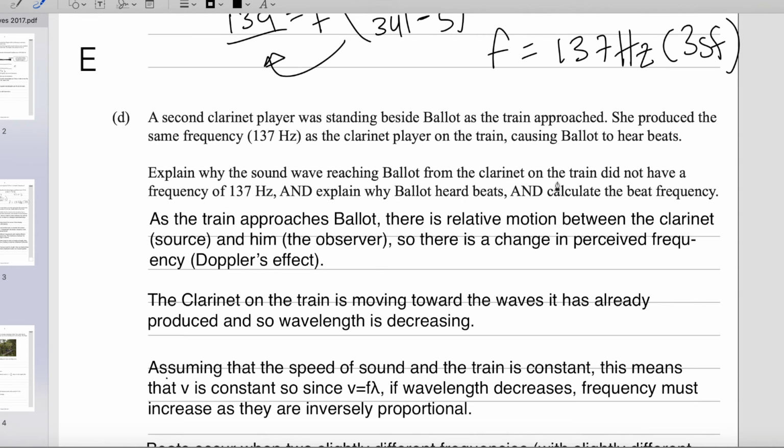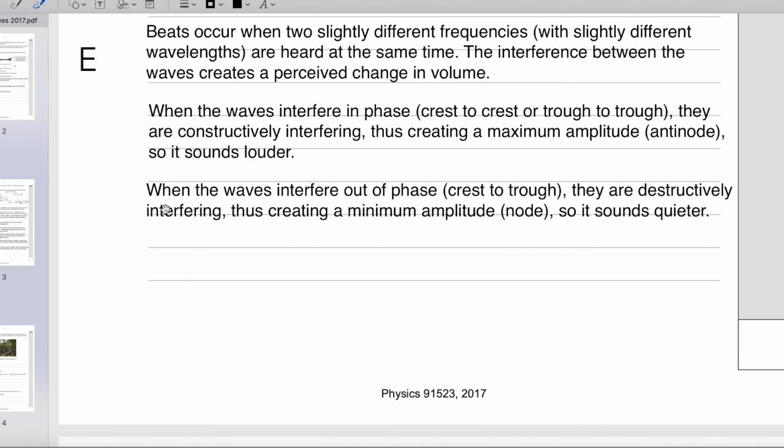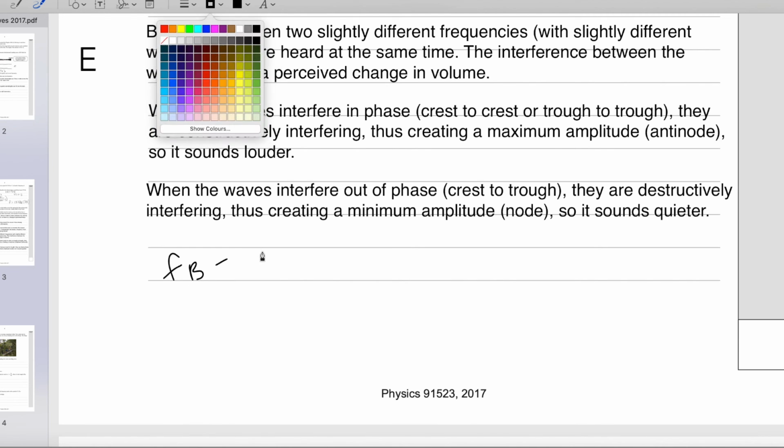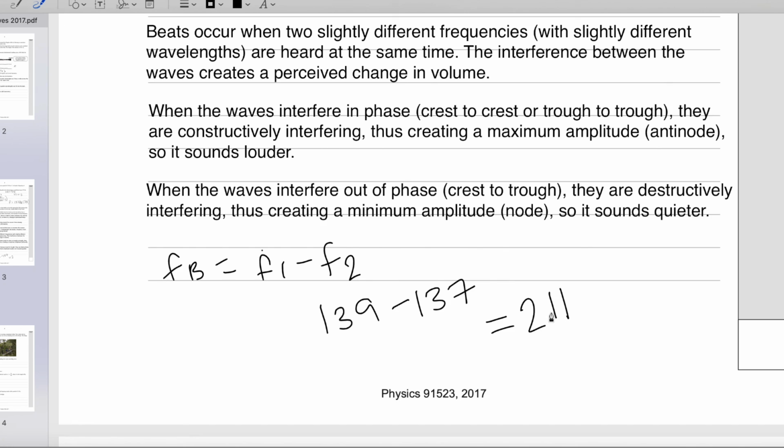And finally, we get to the last part of this mega question. All you got to do is figure out the beat frequency, and it's pretty easy with this equation. It's not given to you, but it's not hard to remember either. So f_b equals f1 minus f2. And f1 is just whatever the bigger one is. So f1 in our case is 139 minus f2, which is 137. And you don't even need a calculator for this. It's just 2 Hz. And that's the answer.